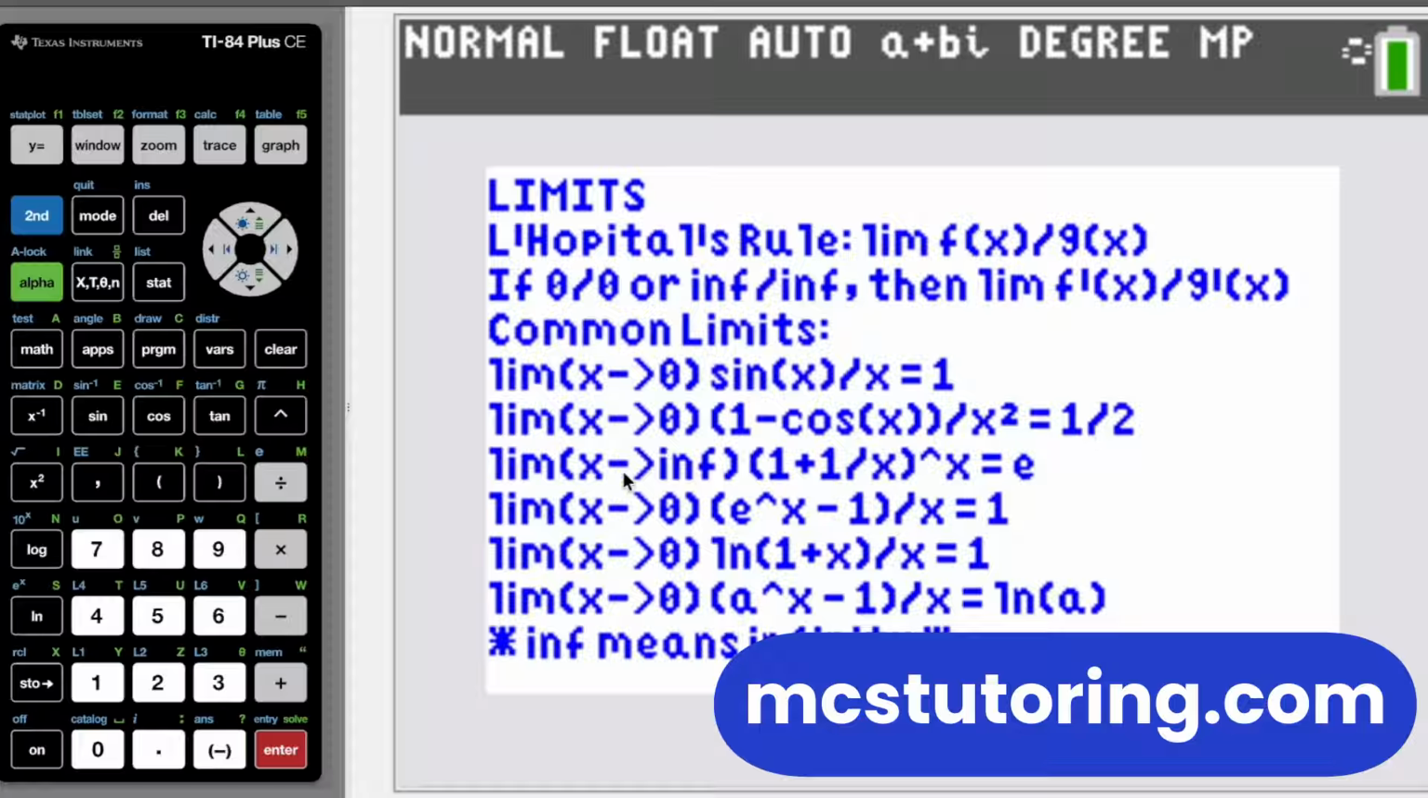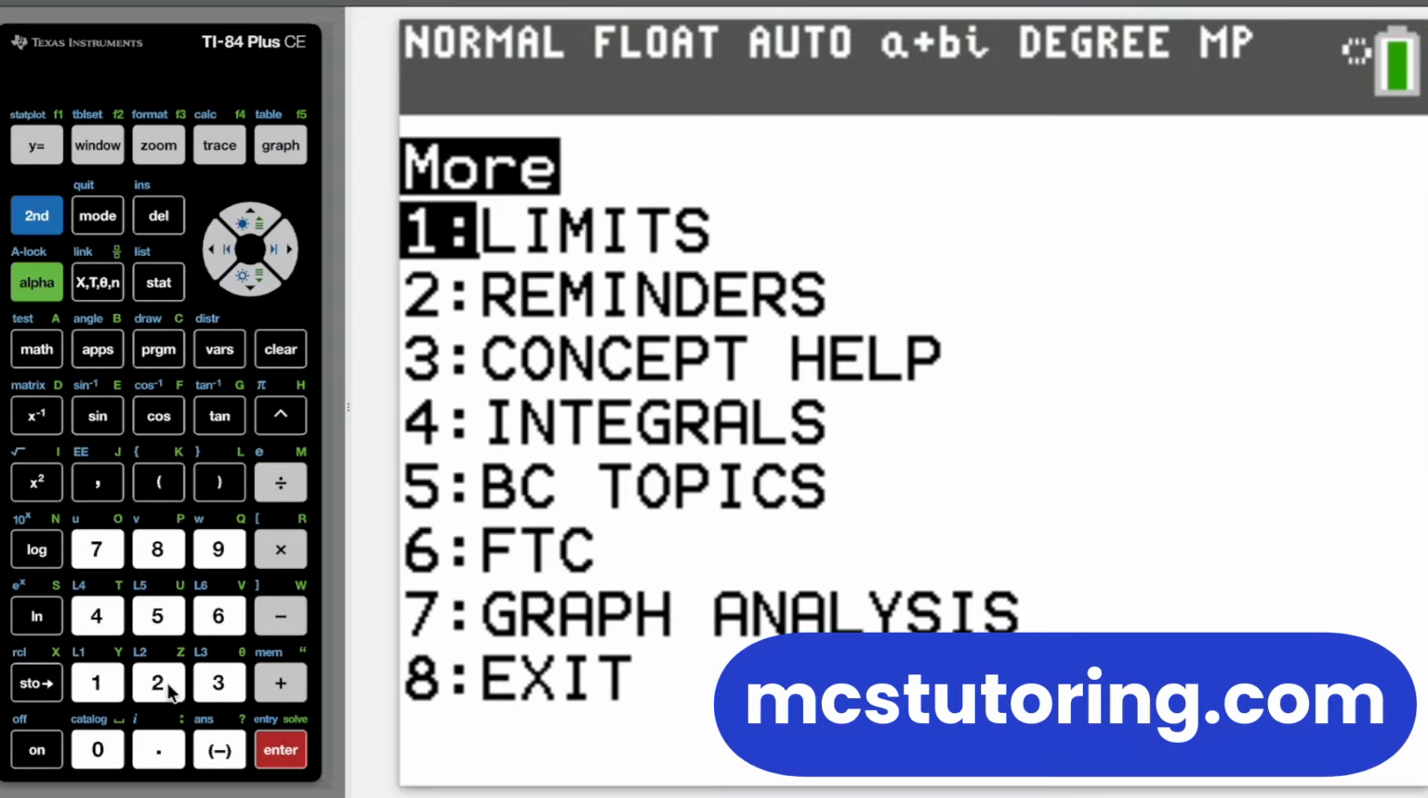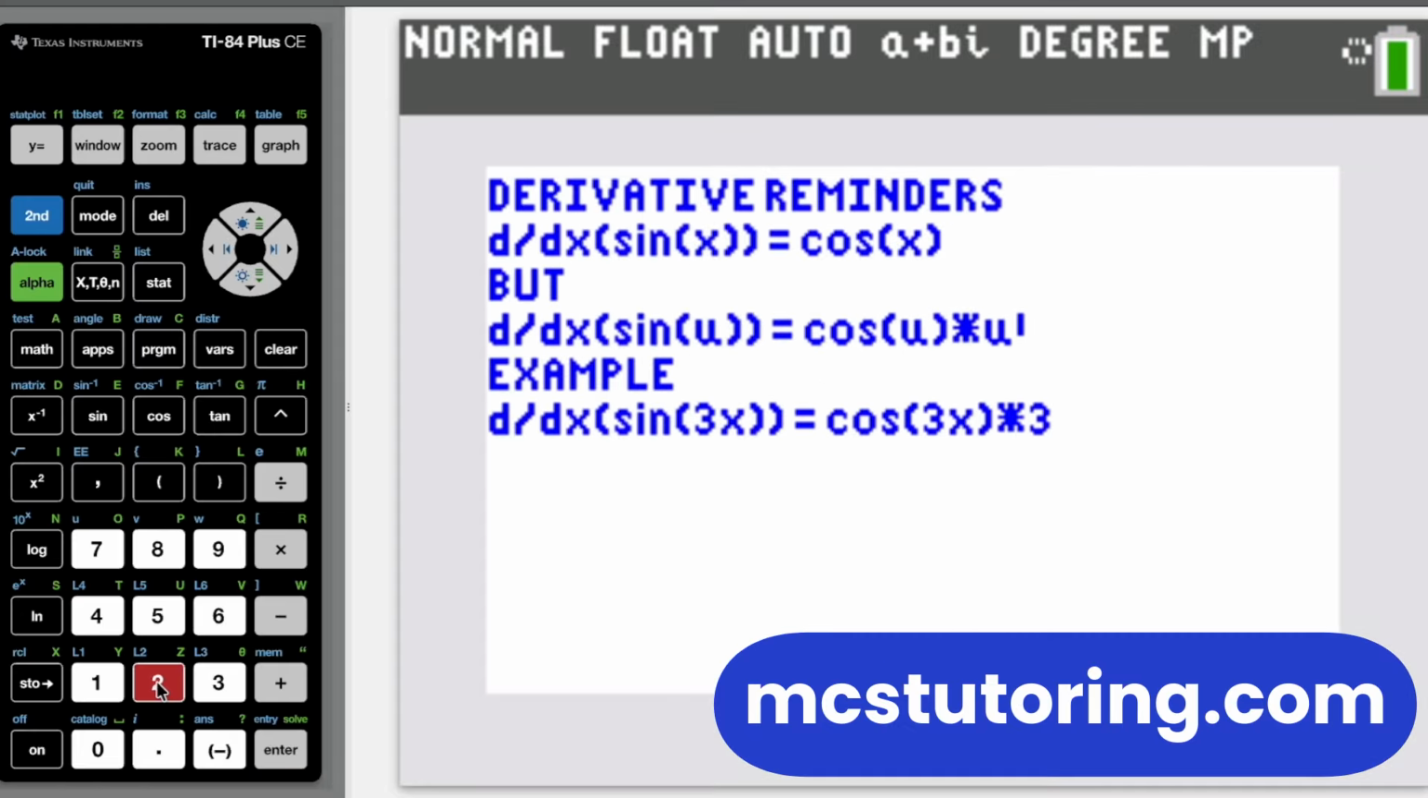And then all these other ones, limit as x approaches infinity, 1 plus 1 over x raised to the x equals e. That's how they get that number, the 2.718 thing. Yada, yada, yada. I think you can read the notation after that. We're going to go to reminders here in the more menu.